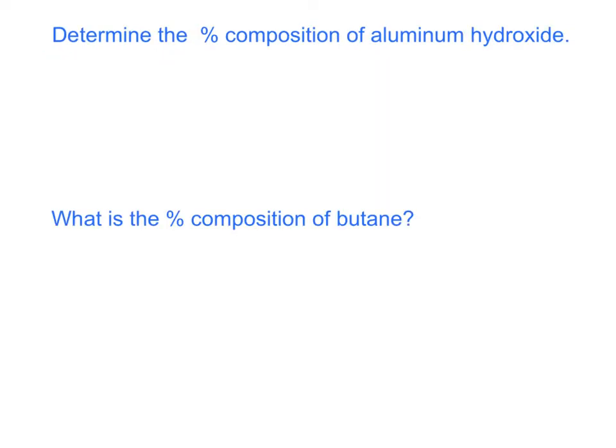All right, another example here, we want to determine the percent composition of aluminum hydroxide. So once again, we have to know how to get from the name to the formula. So it's aluminum, which we know is 3+, and hydroxide, which is OH minus 1. So it turns out to be Al(OH)3.